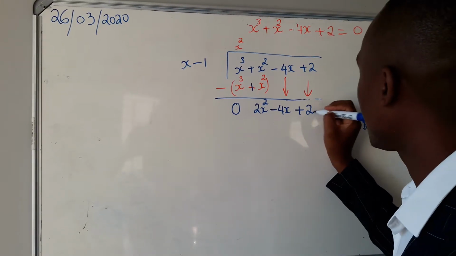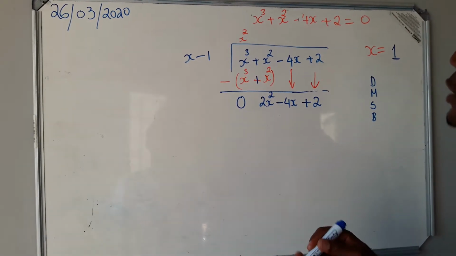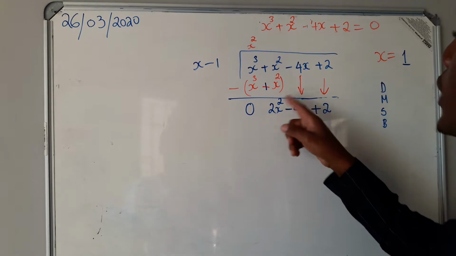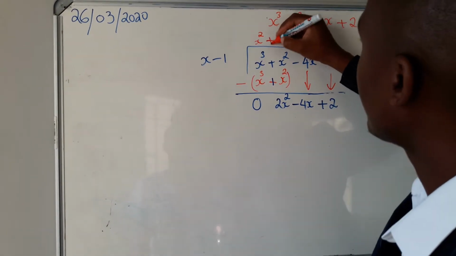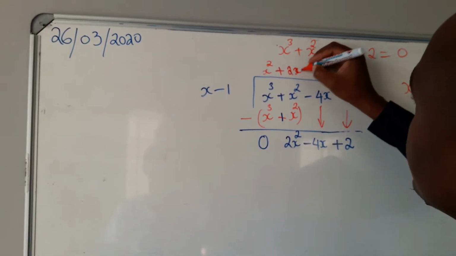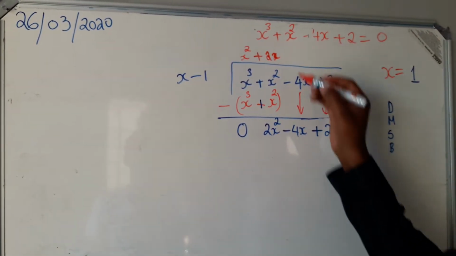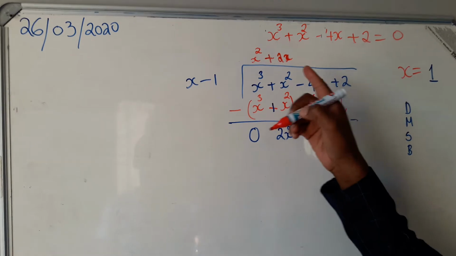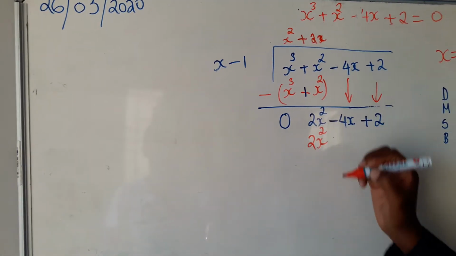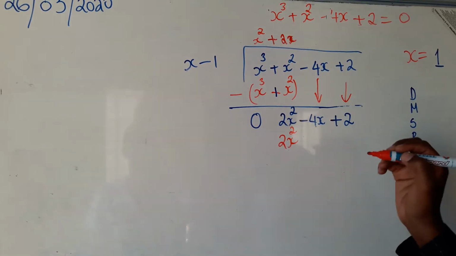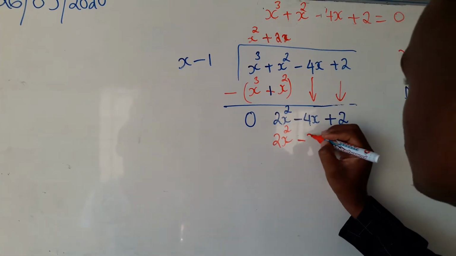Do here, and then we continue with our division. The next step is to do now 2x squared divided by x, and we have here plus 2x. Now 2x squared, or 2x times x, we have 2x squared. 2x times negative 1, we have negative 2x.